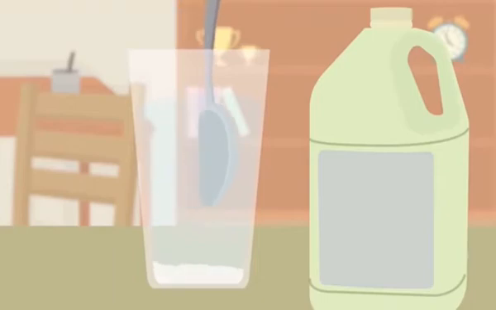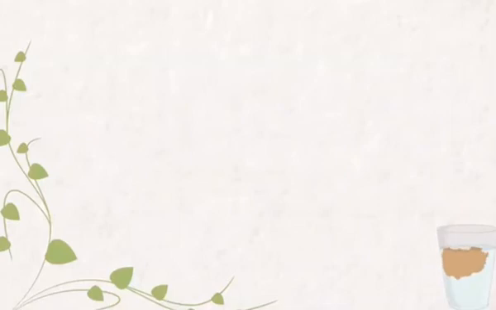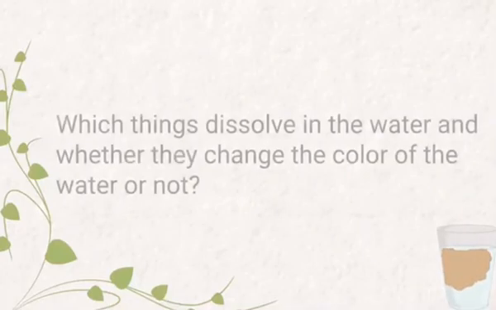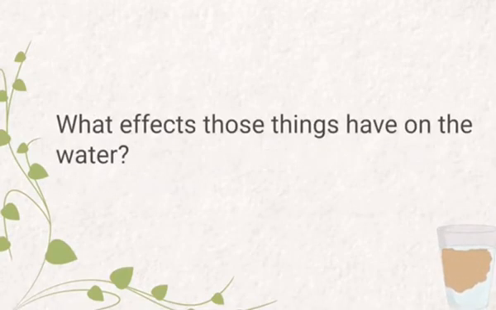In the last tumbler, Zia adds soapy water. It dissolves at once with water and bubbles start forming when stirred with a spoon. It dissolves in water and the water appears slightly milky. Zia did an experiment to check which things dissolve in water and whether they change the color of the water or not. You can also collect some things and see what effect those things have on the water.